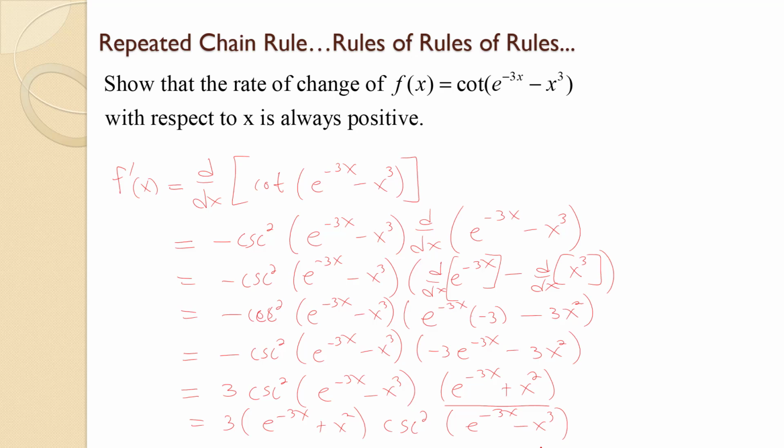And that expression is certainly always positive because the cosecant is being squared. So we don't care what the cosecant is applied to. And e to anything is positive and x squared is positive. So everything here is a sum or product of positive numbers. Therefore, the result in the end, as long as it exists, is positive.